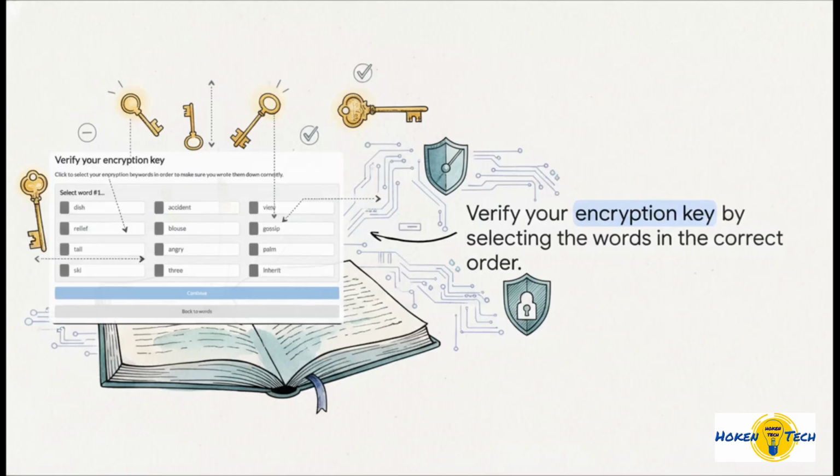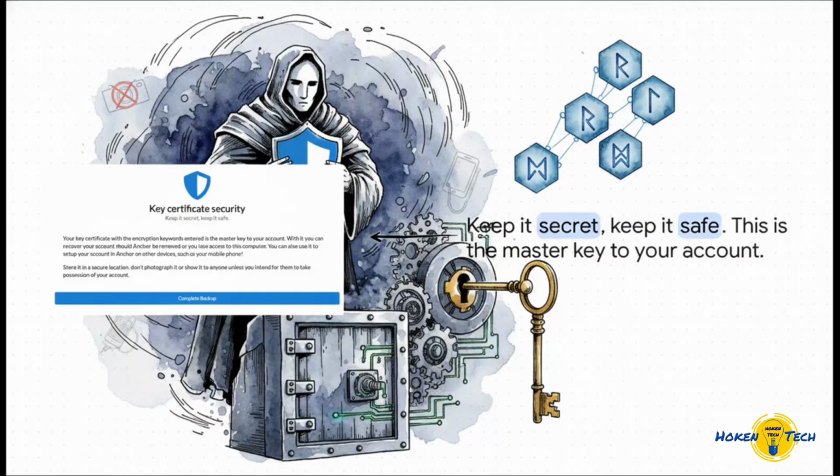And to make absolutely sure you didn't make a typo, the wallet is now going to quiz you. It'll ask you to put the words back in the right order. This isn't just to be annoying, it's a really smart safety check to make sure your backup is 100% correct. Okay, backup complete. Now think of this certificate and those 6 words as the master key to your digital vault. You have to keep it secret and keep it safe. Don't ever take a picture of it with your phone. Don't show it to anybody. Treat it like it's gold.